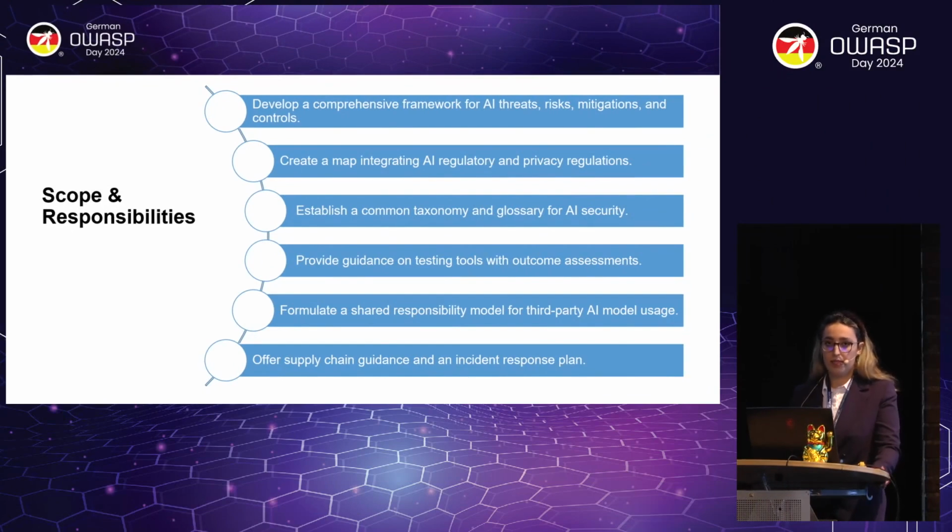Scope and responsibilities actually consist of different parts. The first one would be to develop a comprehensive framework for AI threats, risk, mitigations, and controls, and create a map integrating AI regulatory and privacy regulation, as well as establish a common taxonomy and glossary for AI security. Besides, provide guidance on testing tools with the outcome assessments. Furthermore, formulate a shared responsibility model for third-party AI model usage, and offer supply chain guidance and an incident response plan.